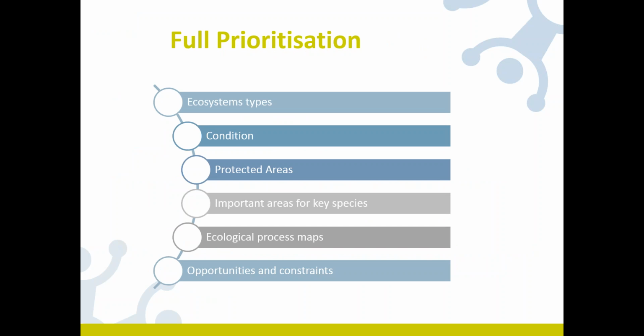So if we want to do a fuller prioritization, this really can be as complicated as we want to make it. Typically, in addition to the things that we've already discussed, we'd add in things like key species, all sorts of mapping of ecological processes and corridors and so on. And then very importantly, we'd also be looking at the range of social, political, and economic drivers of what's going on, and that's in a basket of things that I'm calling opportunities and constraints.